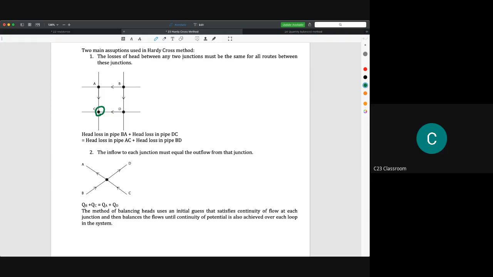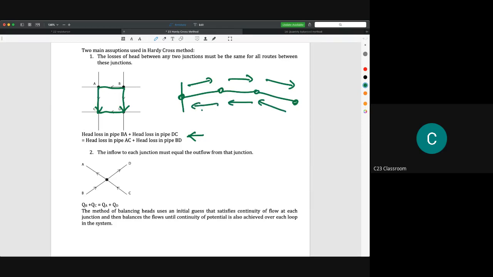So for example, if we calculate the losses here plus here plus here plus here, it must be equal to the losses going the other way, because losses is not a vector, so the direction of losses does not affect the calculation. We could simplify this by saying the head loss in pipe BA plus the head loss in pipe DC is equal to the head loss in pipe AC and the head loss in pipe BD. The total losses are equal if you go in any direction.